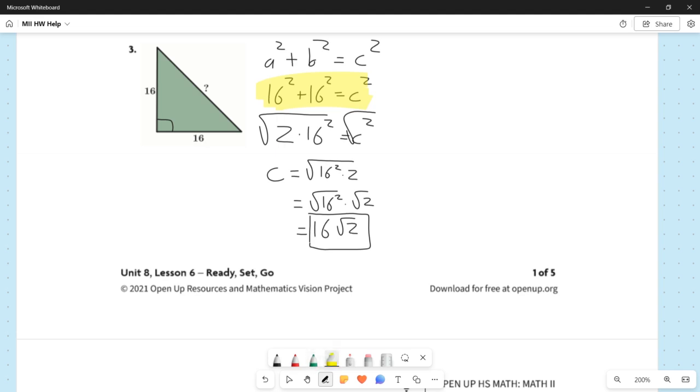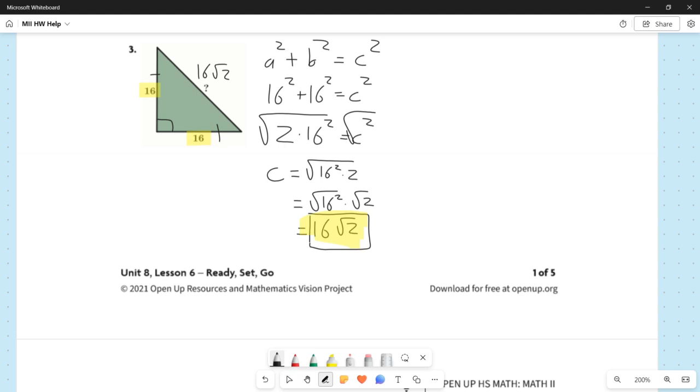notice that we've got some patterns here. So we have our final answer is 16 root 2. So I'll go ahead and write that over here, 16 root 2. Notice that our legs of this right triangle were themselves 16. Now, because the legs are congruent to each other, it means that this is a triangle that has two congruent sides, which means it is isosceles. So an isosceles triangle has two congruent sides.